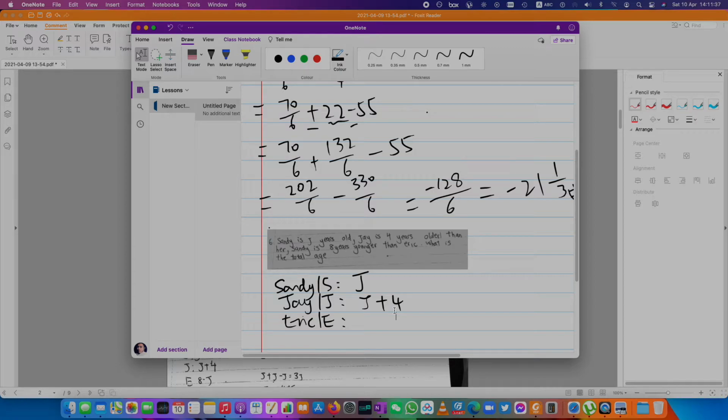Okay. Now the last statement. Look at the last statement. Sandy is 8 years younger than Eric. Okay, you read this statement once again. Sandy is 8 years younger than Eric. So who is older here? Eric is older, right? Older than who? Sandy. So Eric is older.